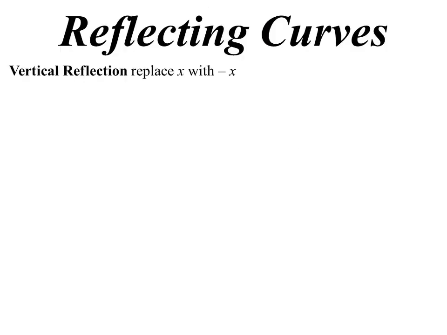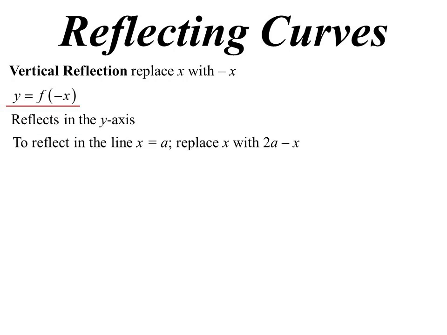So I have vertical reflection. If I'm reflecting vertically, we're playing with the x values. It's the domain we're playing with. So we replace x with negative x. A function x becomes function negative x. And that will reflect in the y-axis. So we get a vertical reflection. Now you don't have to reflect to the y-axis, you can reflect in any vertical line.